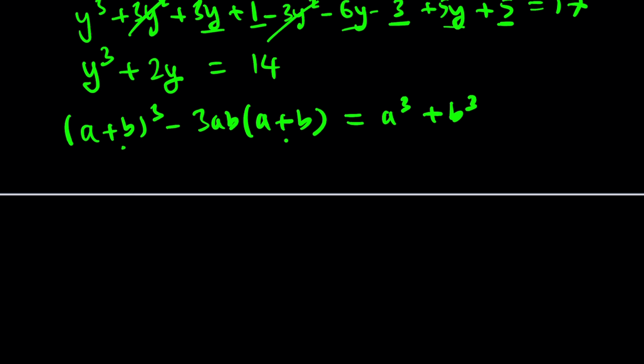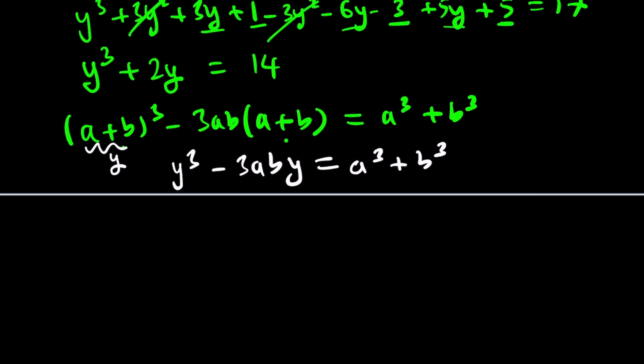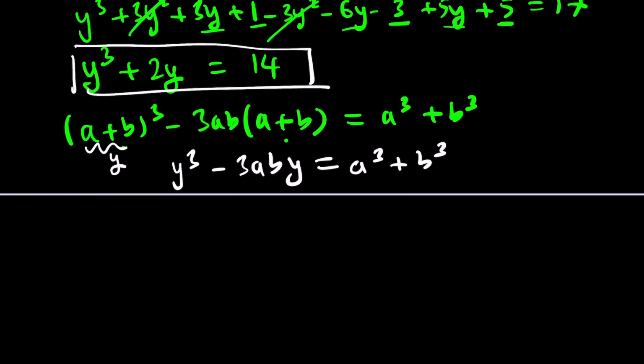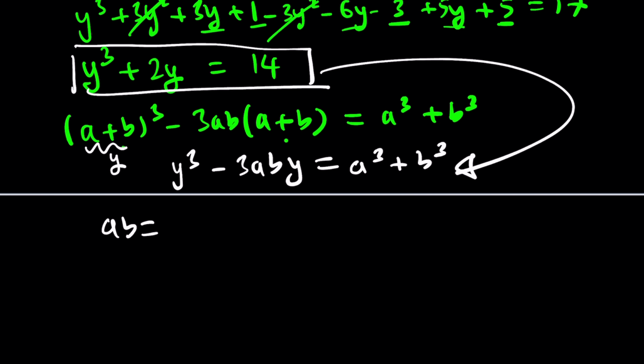Now, here's what we're going to do. We're going to go ahead and set a plus b equal to y. In other words, if you have an equation like this, then we know that a plus b is one of the solutions, which is good because that's exactly what we have. If you make the coefficients work, take a look. This means that negative 3ab is equal to 2, which means ab is equal to negative 2/3, and a cubed plus b cubed is equal to the constant, which is 14.